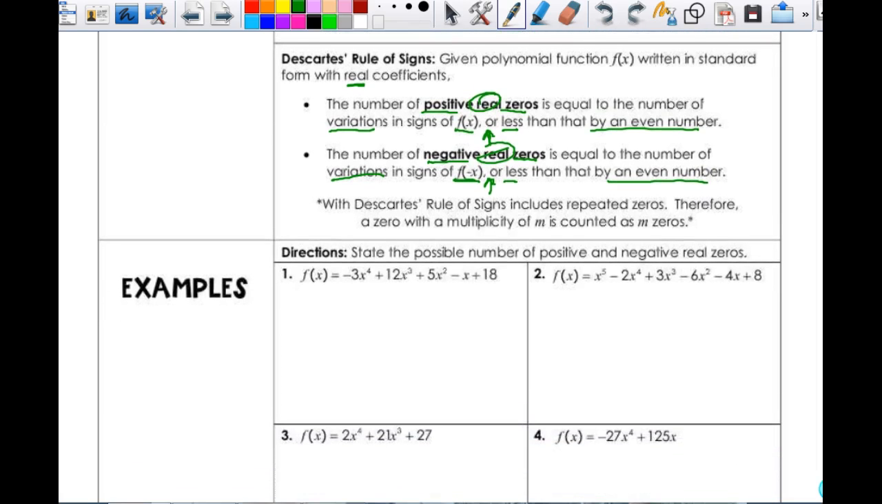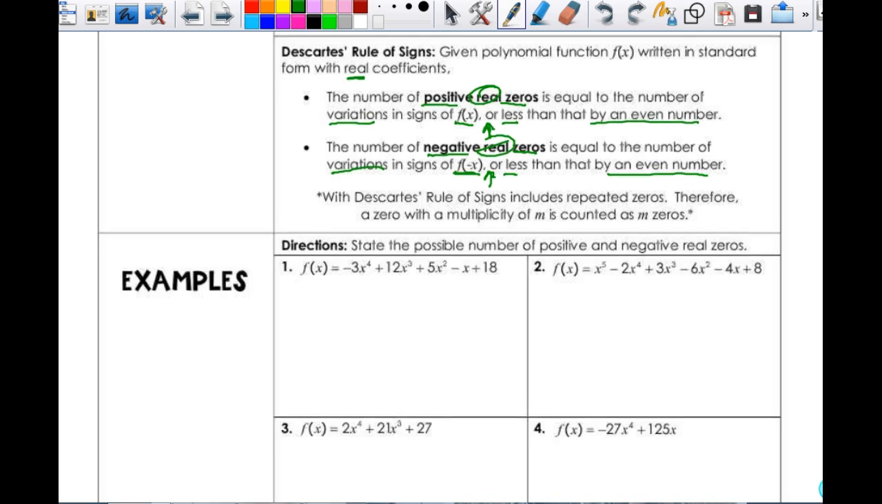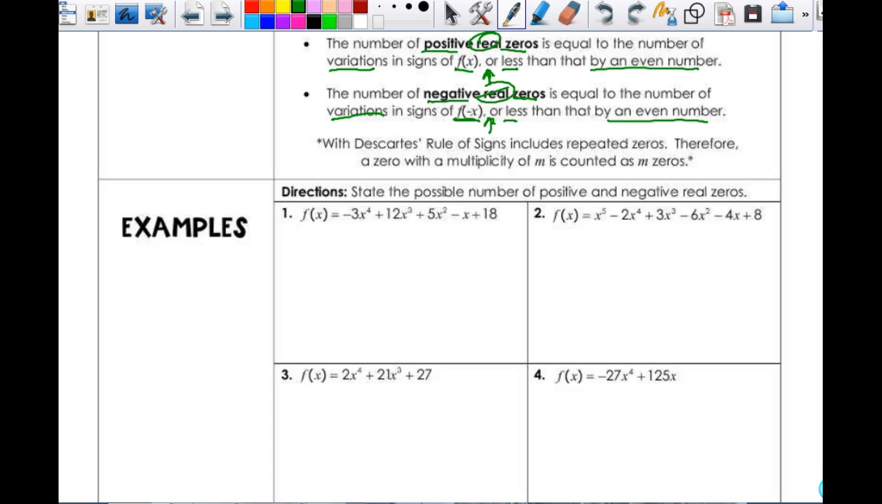Okay, so the Descartes' rule of signs includes the repeated zeros. So a 0 with multiplicity of m counts as m zeros. So if I have x minus 2 squared, then the 2 is a 0 and it counts as 2 because it's what's called a double root. All right, so here's what we're looking for here. It says state the possible number of positive, negative.